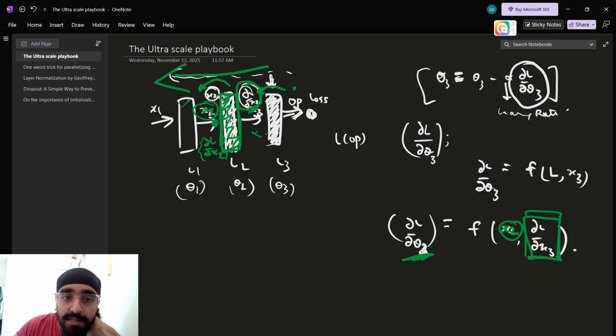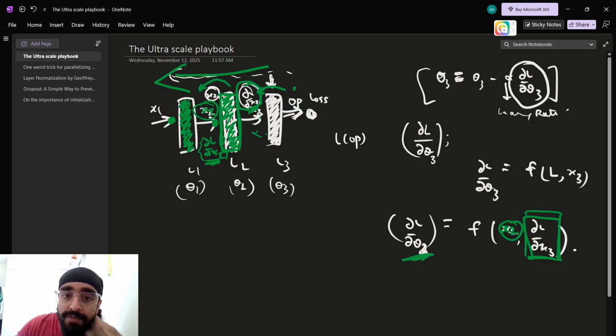But for this layer, to calculate dL/dθ1, we need access to x1 and dL/dx2. So you can see that when we calculated dL/dθ2, for that we needed x2, but we did not need x3. We needed x3 for calculating dL/dθ3.